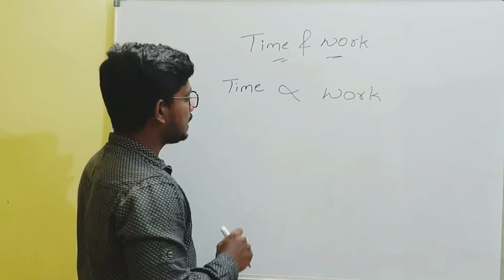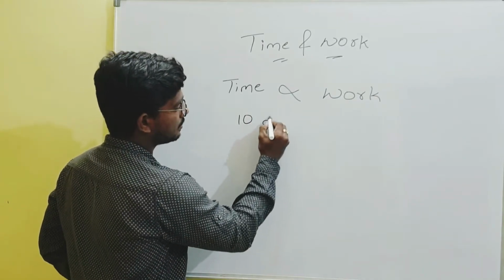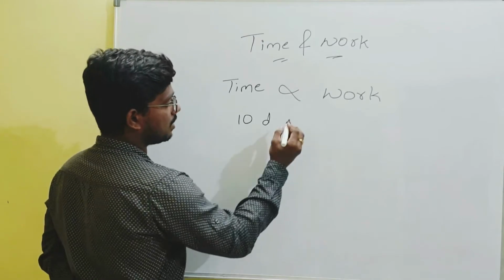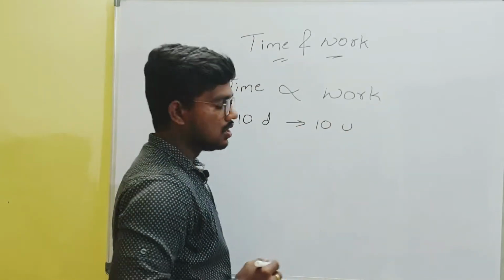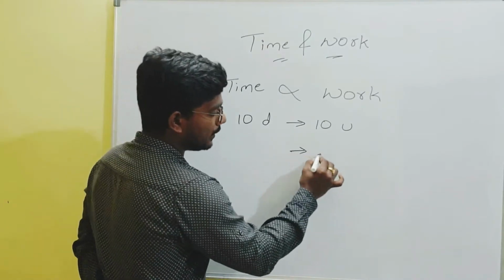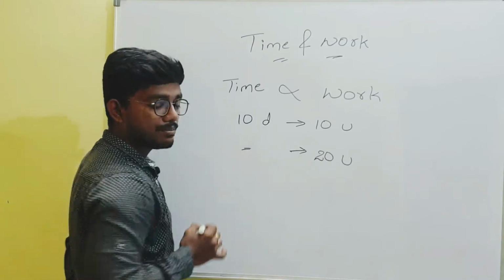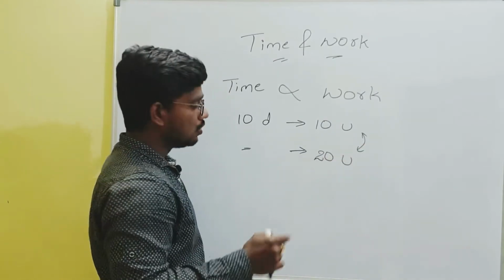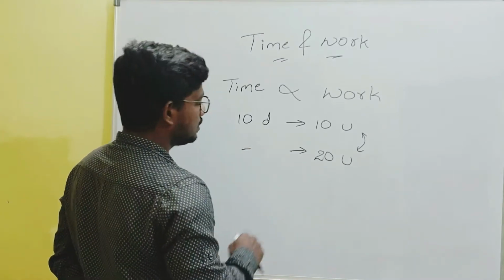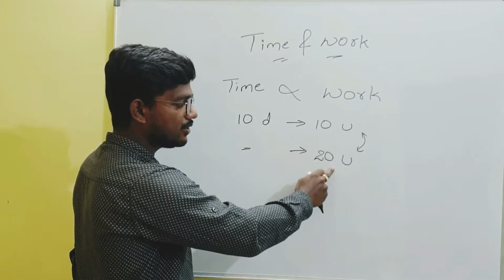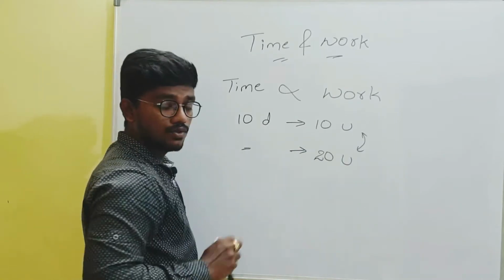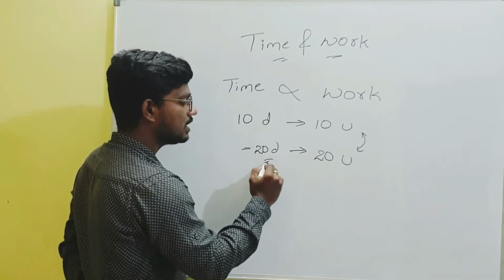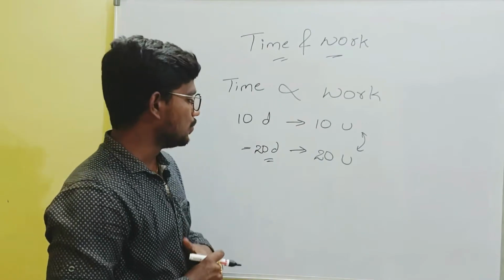For example, if I can complete a piece of work in 10 days, let us assume that in 10 days I can do 10 units of work. Now to do 20 units, the time taken by me will be increased because the work here is increased. So for 10 units, if he takes 10 days, for 20 units the work got doubled, so the number of days will also get doubled. So the number of days taken by the person to complete 20 units is 20 days. So time and work are directly proportional to each other.